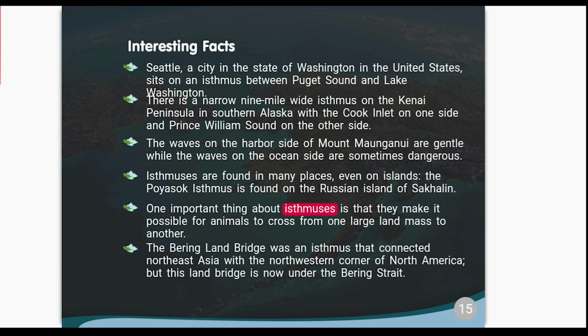One important thing about isthmuses is that they make it possible for animals to cross from one large land mass to another. The Bering Land Bridge was an isthmus that connected Northeast Asia with the northwestern corner of North America, but this land bridge is now under the Bering Strait.